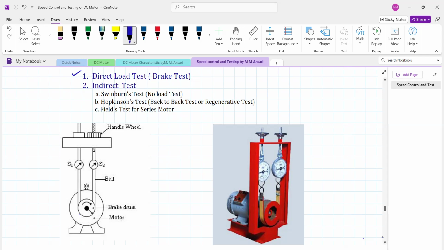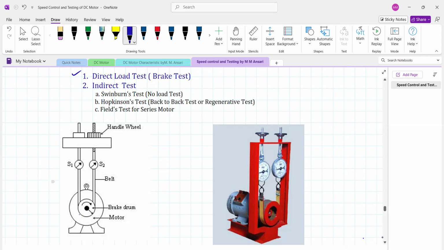It shows here these are the two wheels for loading of the motor. This is the canvas belt. It is over the drum. So the drum diameter or it may be the radius is easily calculated. And these are the two spring balance which will measure the load in kg.